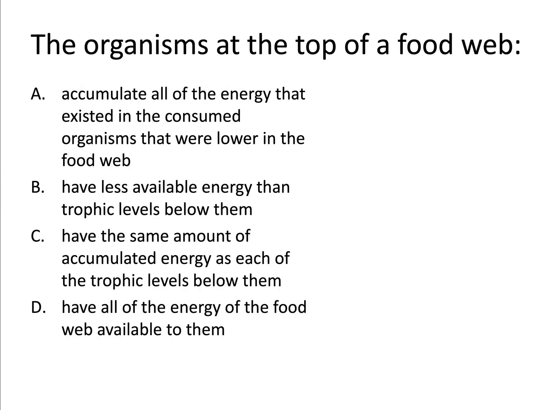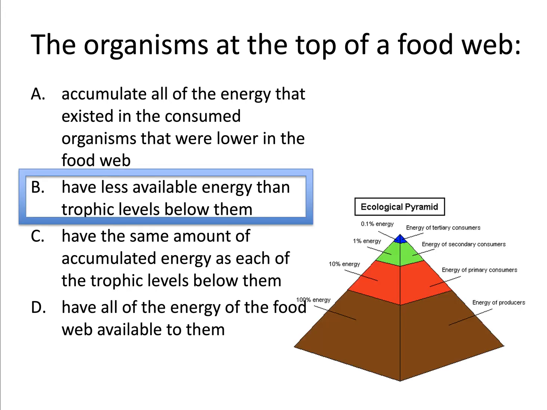The organisms at the top of a food web overall have less available energy than the trophic levels below them. Okay, so here's the tertiary consumers, and they have about 1% of the energy that's initially available at the bottom of the food chain, and that's because energy is lost, typically somewhere around 10%, give or take, as you move up the food chain.